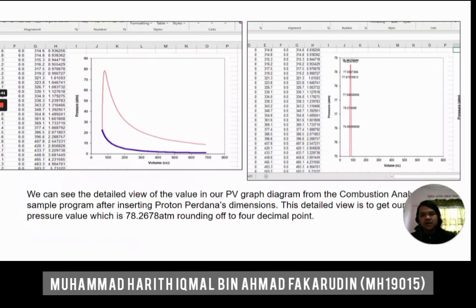This is the PV graph for the Proton Perdana. As we can see from the detailed value over here, the peak pressure value is 78.2678 atm, rounding off to 4 decimal points.